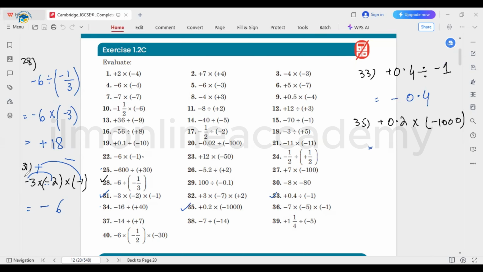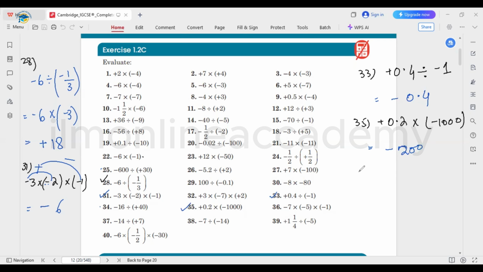First, let's see about the sign that we need to use. Positive times negative would be negative because these two are unlike signs. So we would be using a negative sign and we need to multiply 0.2 by 1000. After the decimal point, there is only one digit, so 10 will be utilized to remove the decimal point, and then 2 zeros will be along with that. So this will be negative 200.